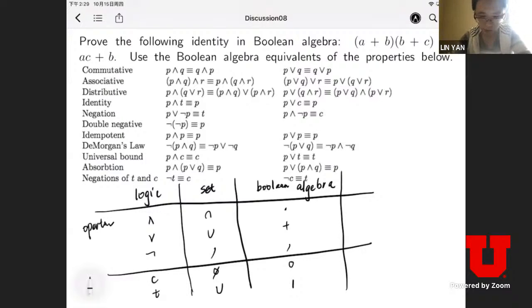Although they have different representations, the rules are the same. So although this form is from logic, we can still use it in Boolean algebra, but make sure we use different operators to represent it. Let's use 2 minutes to think about it, and then we'll solve it together.